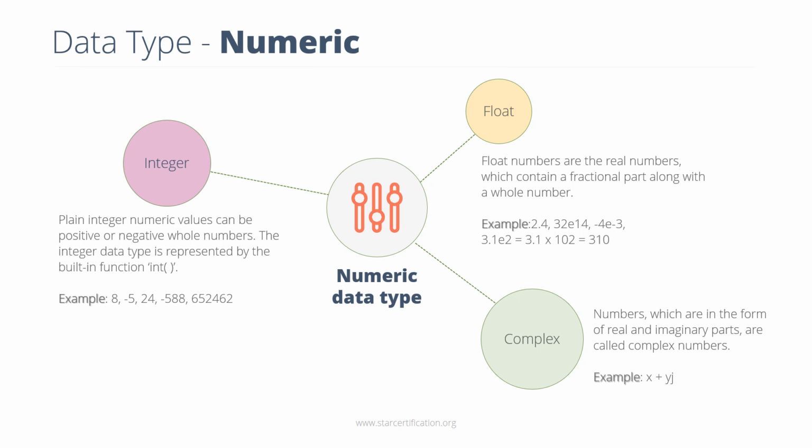Numbers, which are in the form of real and imaginary parts, are called complex numbers. For example, x plus yj. Here, x and y are float numbers, and j is an imaginary unit that denotes the square root of -1. x is the real part and y is the imaginary part of a complex number.